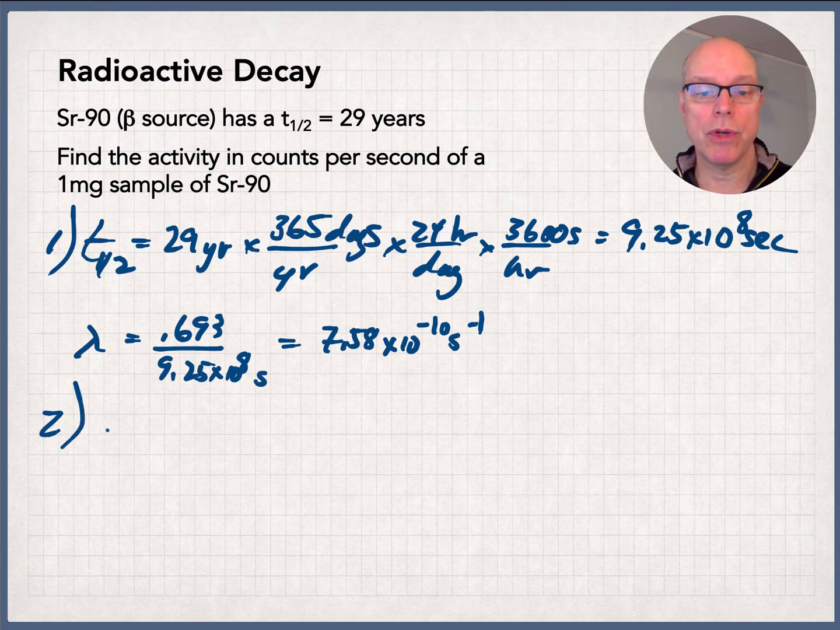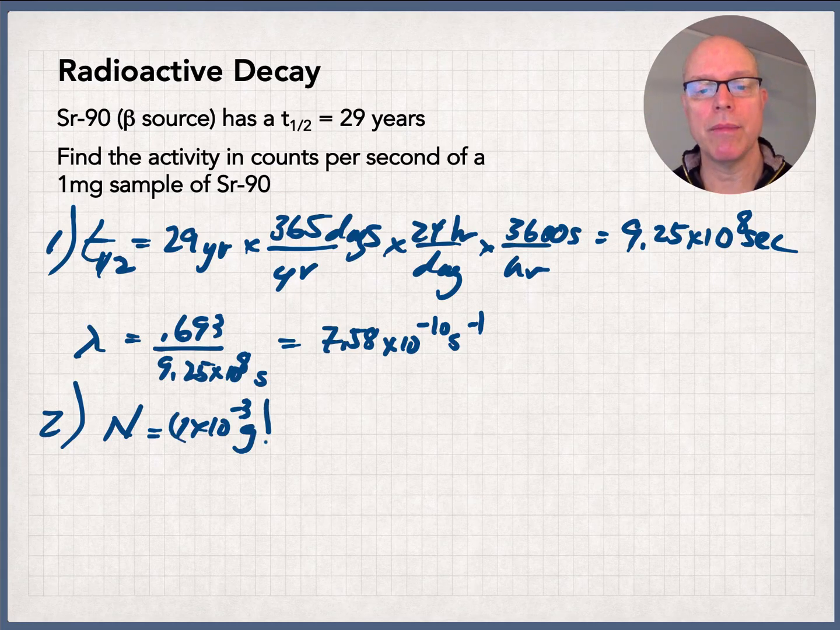Step 2, pretty straightforward. Just get the number of nuclei, and that depends on the size of the sample. If we have the same size sample, it's going to be 1 milligram, so 1 times 10 to the minus 3 grams of strontium-90, and I'll just keep that in mind. I didn't write it, but I'll keep it in mind.